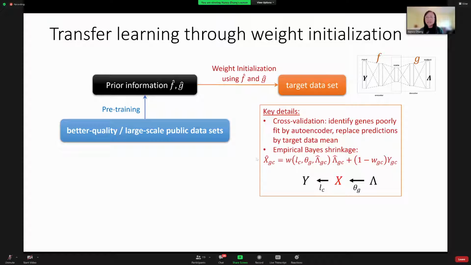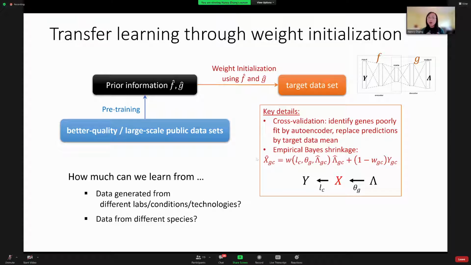But there are a few key details that matter a lot in terms of how successful this is. The first is that not all genes are well fit by this model. So we run cross-validation to identify those genes that are poorly fit, and then we just replace the predictions by the target data mean. The second thing we did was, of course, the empirical-Bayes-based shrinkage I told you about earlier on, where we took a weighted average of this autoencoder fit and the noisy data point.